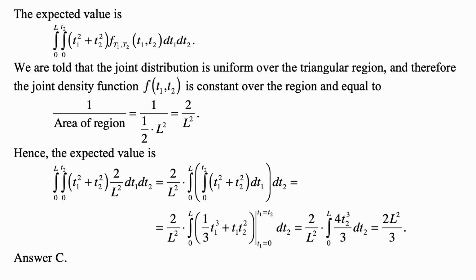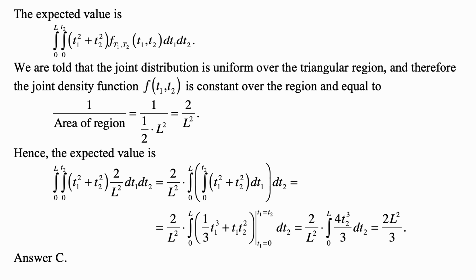Therefore, the expected value is the integral from 0 to L of the integral from 0 to T2 of T1 squared plus T2 squared times 2 over L squared, and then the inside integral is with respect to T1 and the outside is with respect to T2. So we take the integral with respect to T1 first, and what do we get? 2 over L squared is a constant. We just put it out, and we have the integral from 0 to L of the integral from 0 to T2 of T1 squared plus T2 squared dT1 in there.